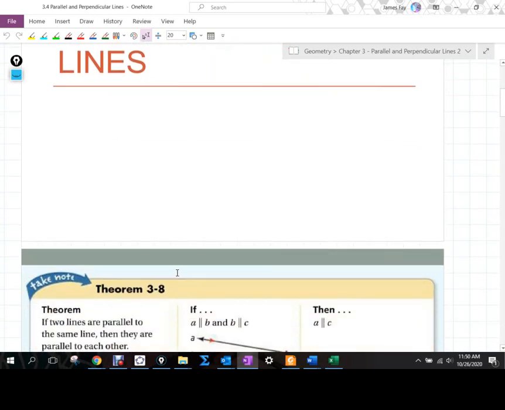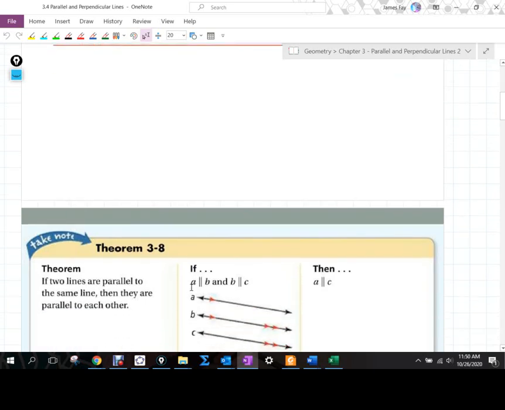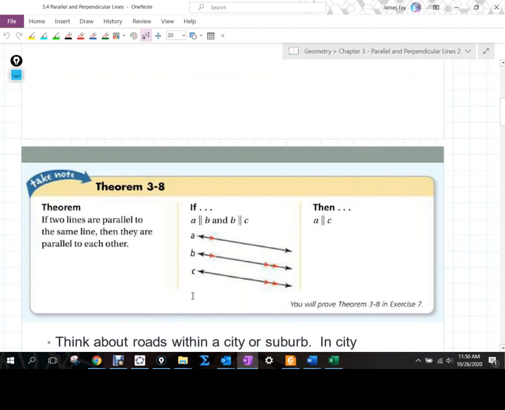Are those always, sometimes, or never parallel? Those are always parallel. Okay. What's perpendicular mean? To form right angles. Okay, so we're going to need right angles when we talk about perpendicular.